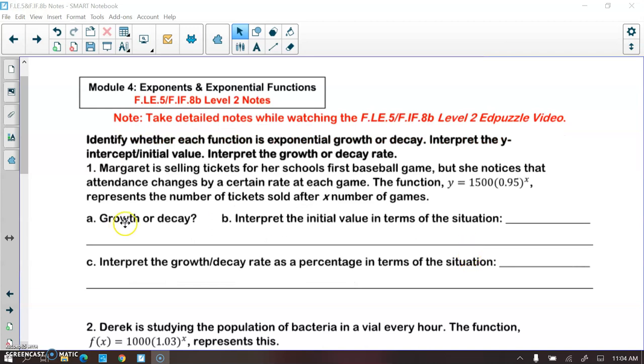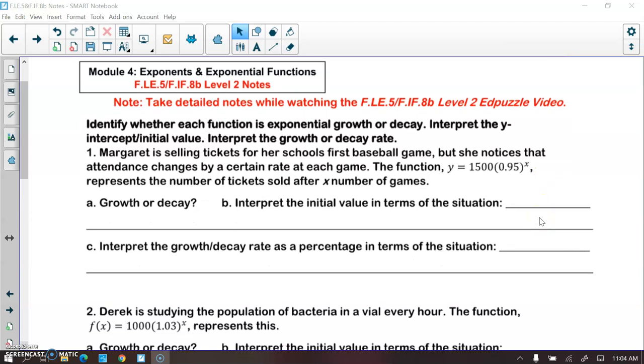So for number 1, Margaret is selling tickets for her school's first baseball game, but she notices that attendance changes by a certain rate at each game. The function y is equal to 1500 times 0.95 to the x power represents the number of tickets sold after x amount of games. So, is this a growth or decay function? We look at our b value. My b value is always the one that's being raised to the x power. Since it's in between 0 and 1, this is decay.